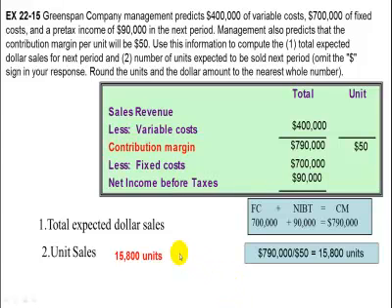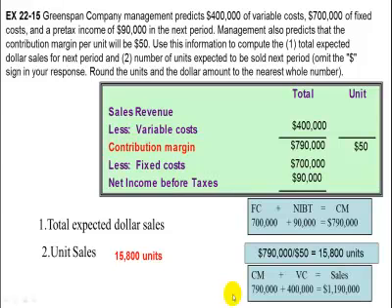And the last thing we're looking for here would be the total expected dollar sales. Well, the dollar sales, if we know contribution margin and we know variable cost, these two together should add up to the total sales. So contribution margin of $790,000 plus variable cost of $400,000 gives us sales of $1,190,000. And that's our second answer.